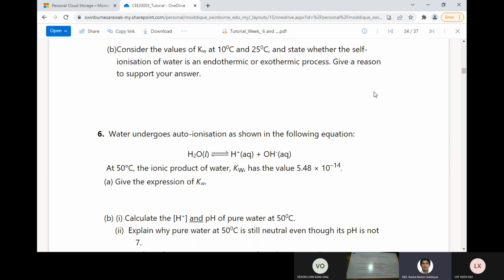Question B is saying, consider the value of Kw at 10 degrees centigrade and state whether the self-ionization of water is an endothermic or exothermic process. Give a reason to support your answer. So, you've seen already, we have discussed it. The ionization of water is an endothermic process.